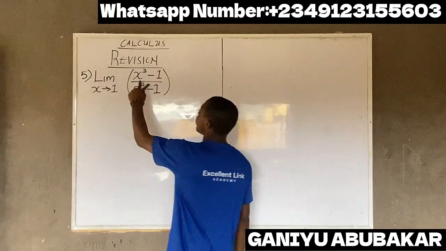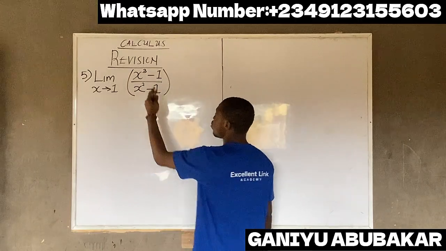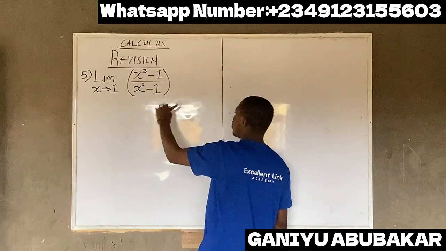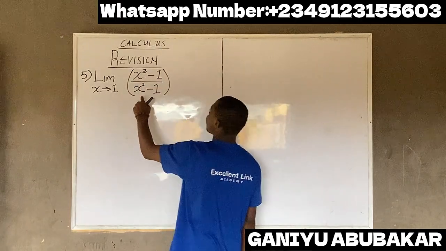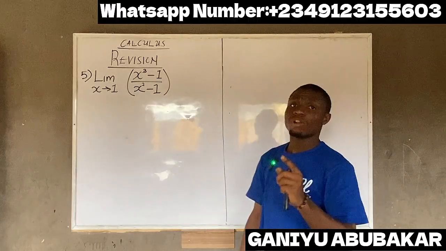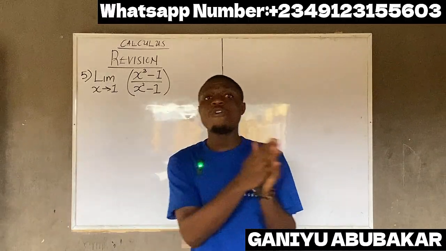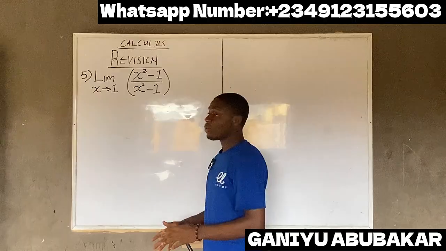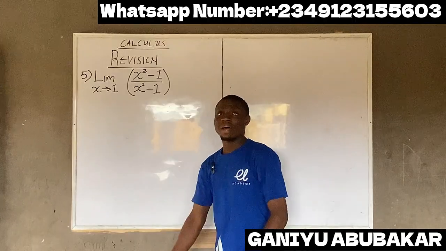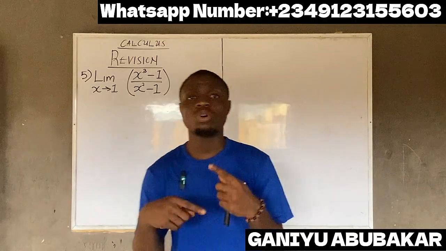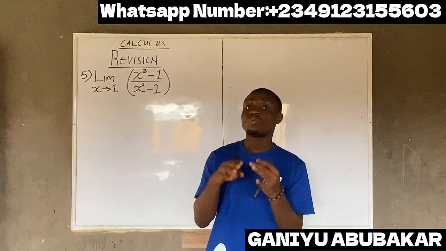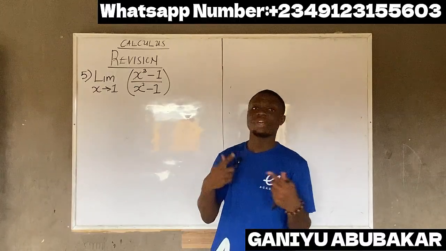Why? Because 1 cubed is 1, and 1 minus 1 gives you 0. Also, if I put x as 1 here, 1 squared gives you 1, and 1 minus 1 gives you 0. Obviously, using direct substitution, I'll have 0 as my answer. I now have to improvise. What alternative method will work here?